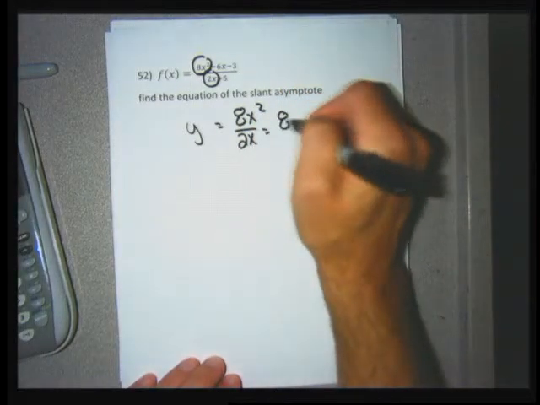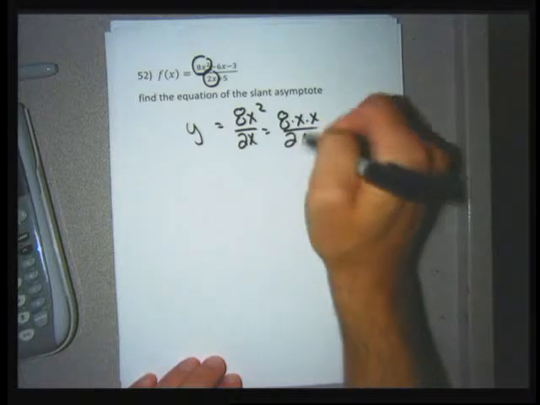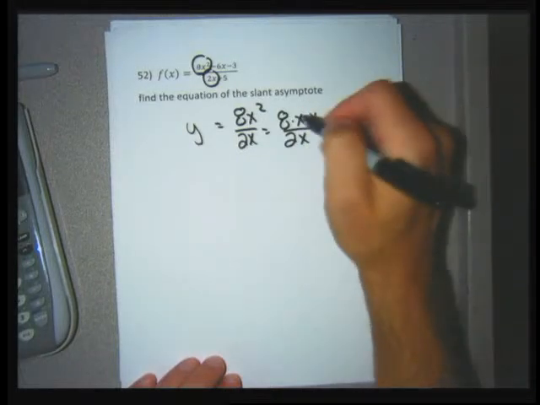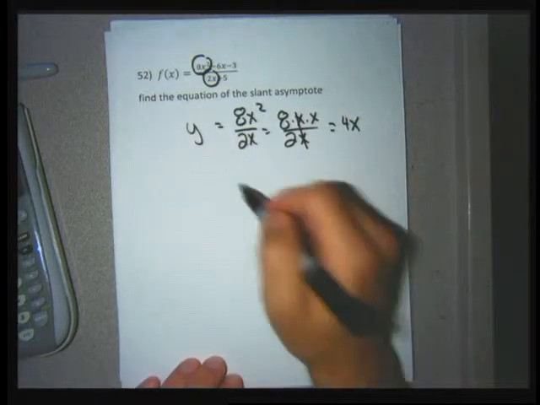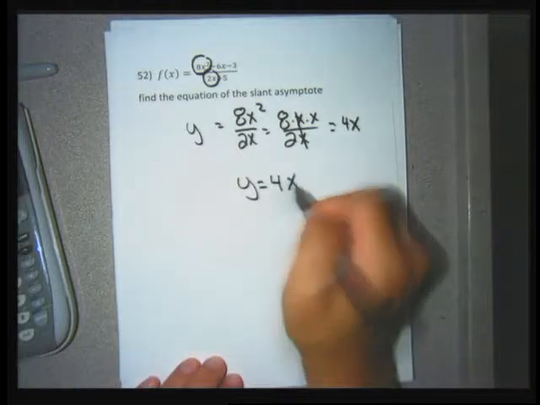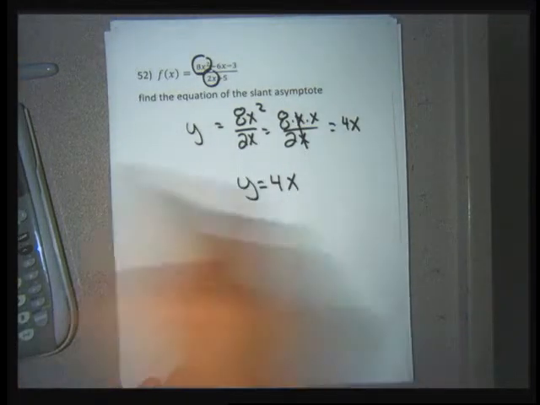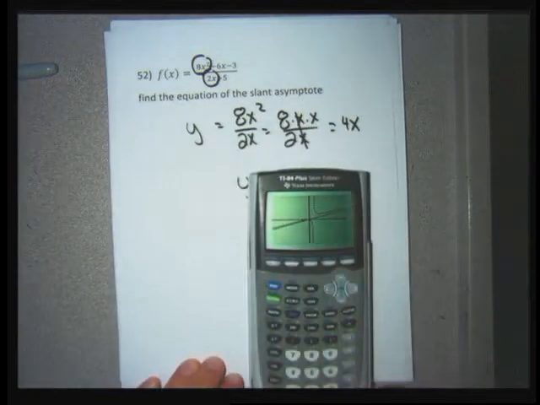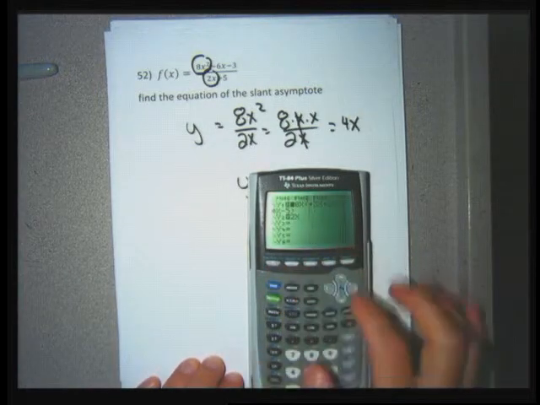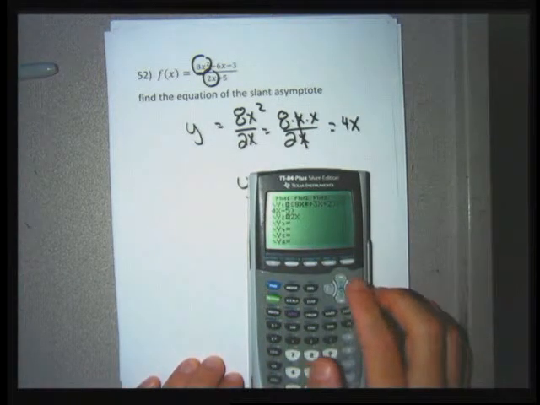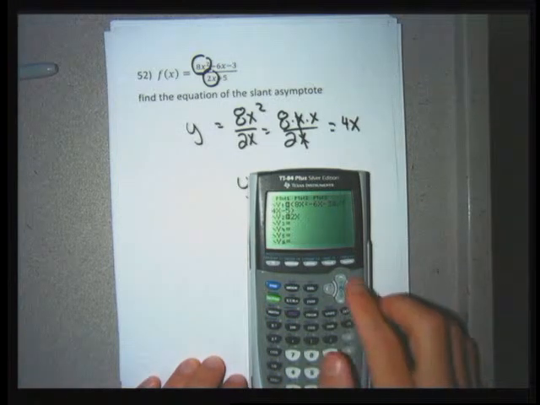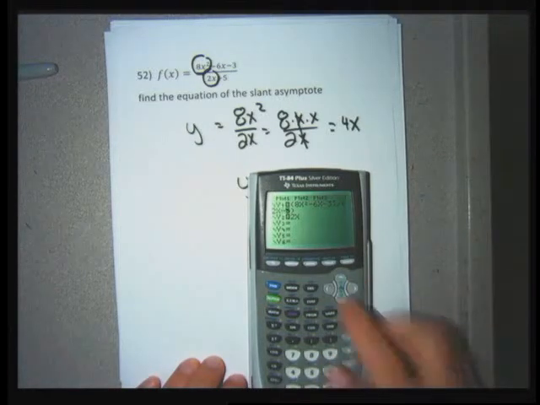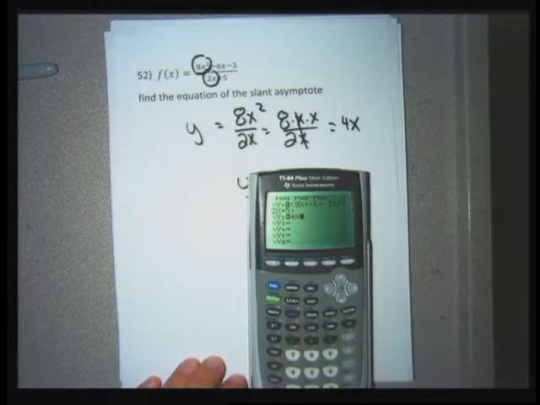This is 8 times x over 2x. 8 divided by 2 is 4. One of the x's canceled, but the x that's left is in the numerator. That forces a slant asymptote on me. I'm going to leave this extreme window. I'm going to draw both the function, the graph of 8x squared minus 6x minus 3 over 2x plus 5 it looks like. And then I'm going to draw 4x for my slant asymptote.